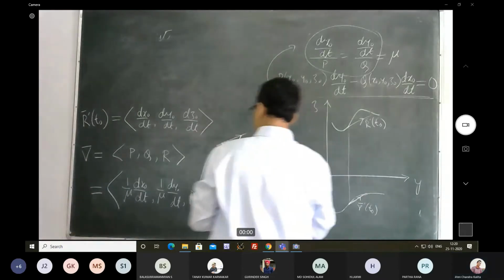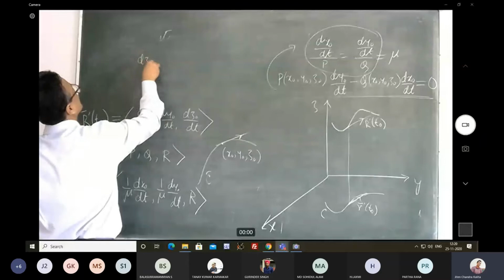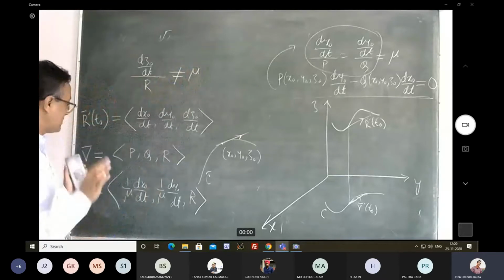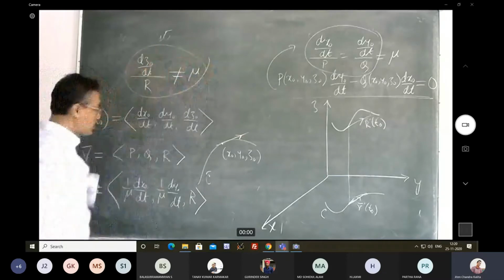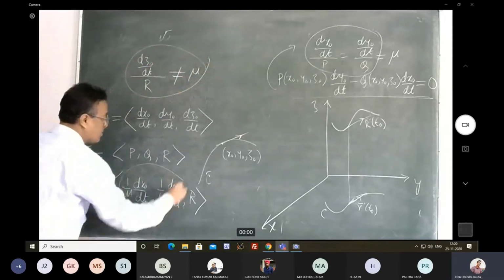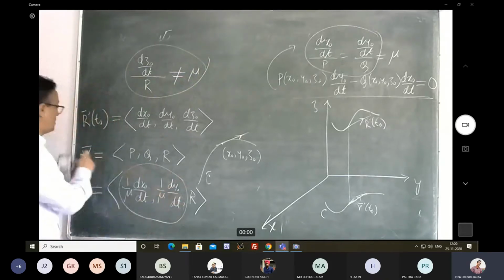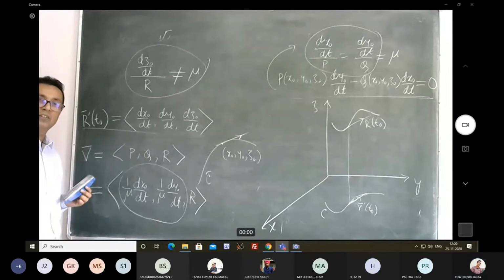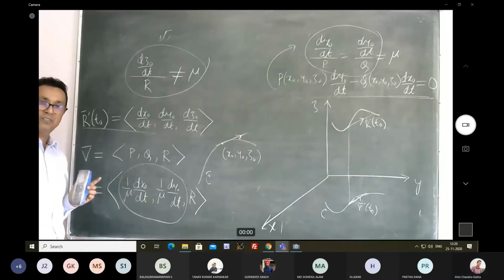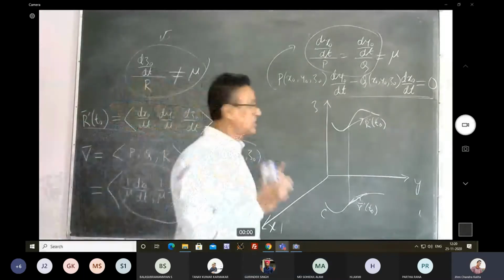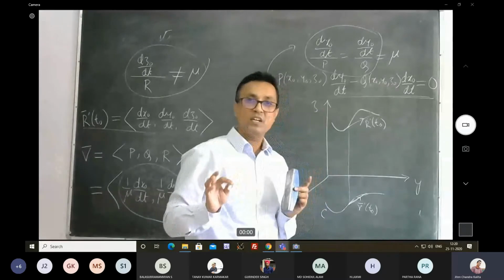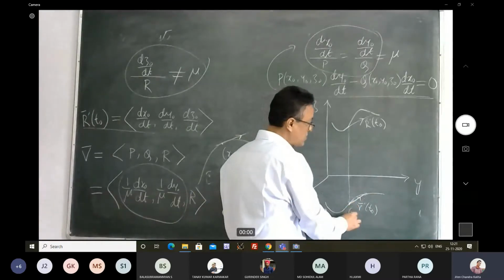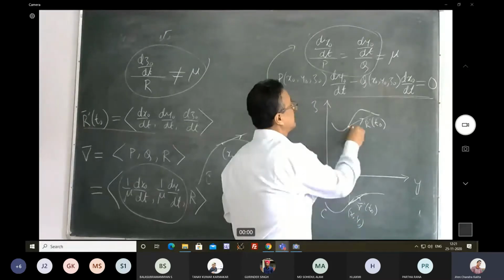What is happening if dz naught by dt over R is not equal to mu? Whether it is equal to mu or not, you always know that the first two components of V are always proportional to the first two components of R, isn't it? Is it okay with everybody? Yes, sir. So that means the projection of V on the xy plane is always going to be a tangent to the curve C at the point x0, y0, isn't it? Are you getting my point?